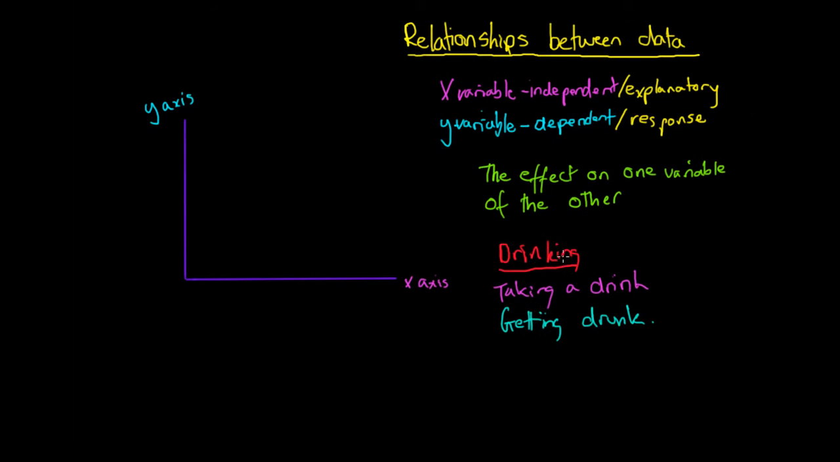And breaking down this action of drinking is just breaking down into an independent and a dependent variable, or an explanatory and a response variable. So in this situation, taking a drink would be an independent variable, because we take the drink, and that's just what's going to happen. But the response is an effect of taking the drink. So the y variable, or the dependent variable, will be this getting drunk.